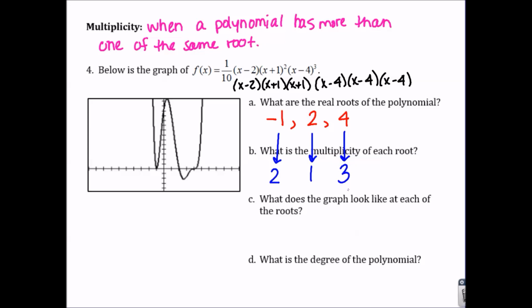So then let's look at the graph and see how the multiplicity affects the appearance of the graph. What does the graph look like at each of these roots? If we look at -1, the graph just touches the x-axis. And if you zoom in, it would almost look like a parabola if you covered up the other part of the graph. So this one just touches the x-axis, kind of like a parabola. If we look at 2, that just looks like a normal root. It goes right through the x-axis. It doesn't do anything weird. So this goes through the x-axis.